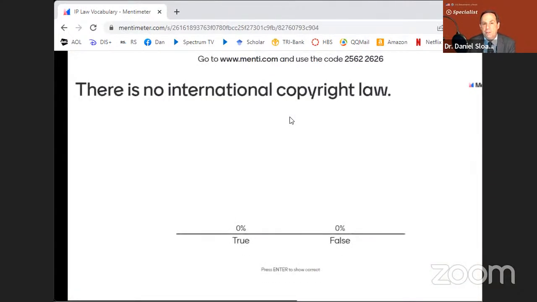There is no international copyright law. Is this true or false?